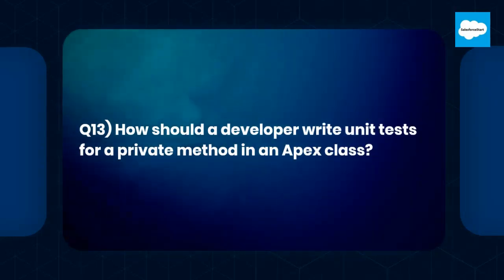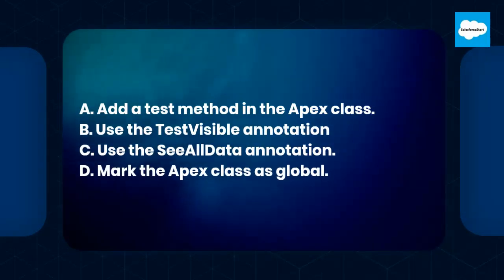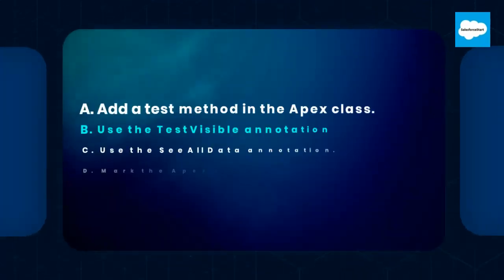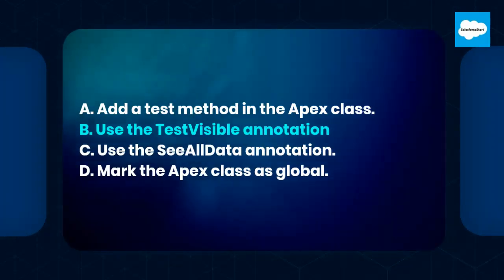Q13. How should a developer write unit tests for a private method in an Apex class? A. Add a test method in the Apex class. B. Use the TestVisible annotation. C. Use the SeeAllData annotation. D. Mark the Apex class as global. The answer is option B. Use the TestVisible annotation.